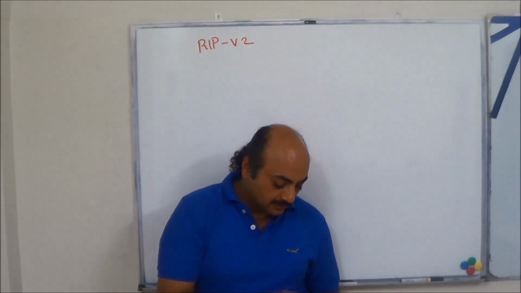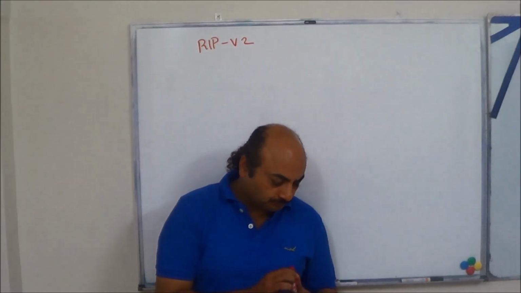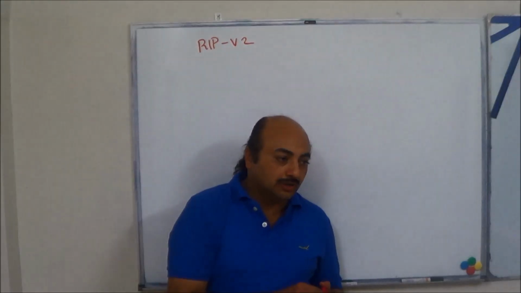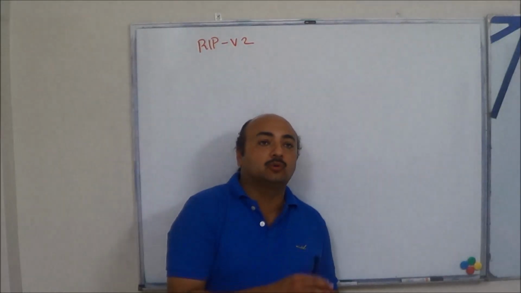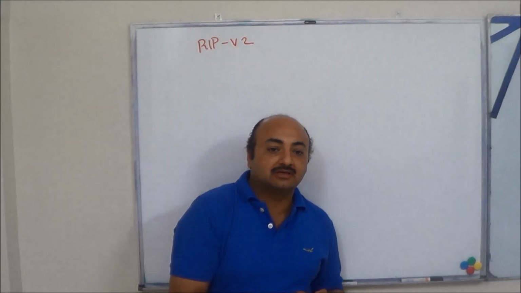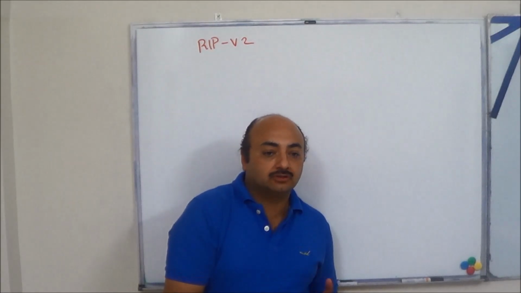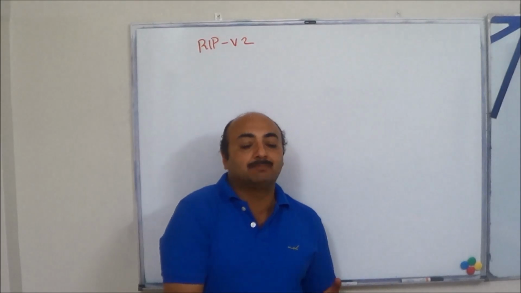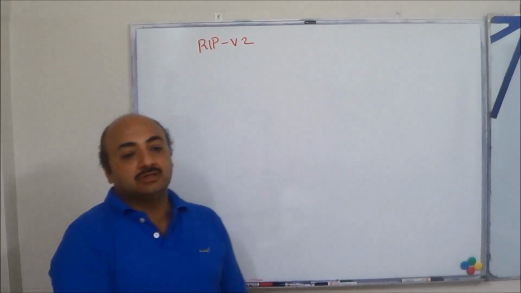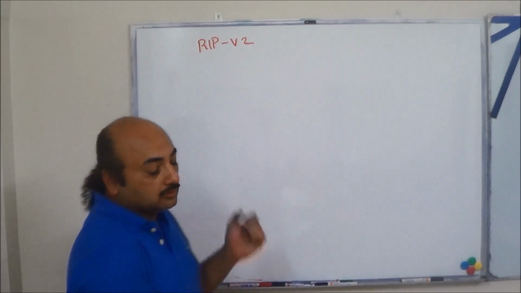Wonderful. Now, RIP version 2 has the advantage that the most important difference is that it sends subnet mask information also with it. So first, let's draw the RIP packet again, and then we will see what the differences are.